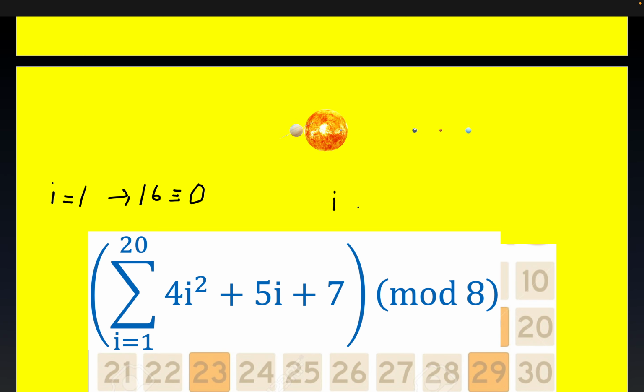But let's check out what it would be for the highest one, i equals 20. By the way, this notation means to sum them all up, okay? There are 20 numbers, and theoretically, impractically, you could sum them all up and reduce them mod 8. But I'm going to show you a better way to do it. That would give us 20 squared is 400, so this would be 1600. That part is automatically 0 because it's certainly divisible by 8. But then you would have 5 times 20, which is 100, plus 107.